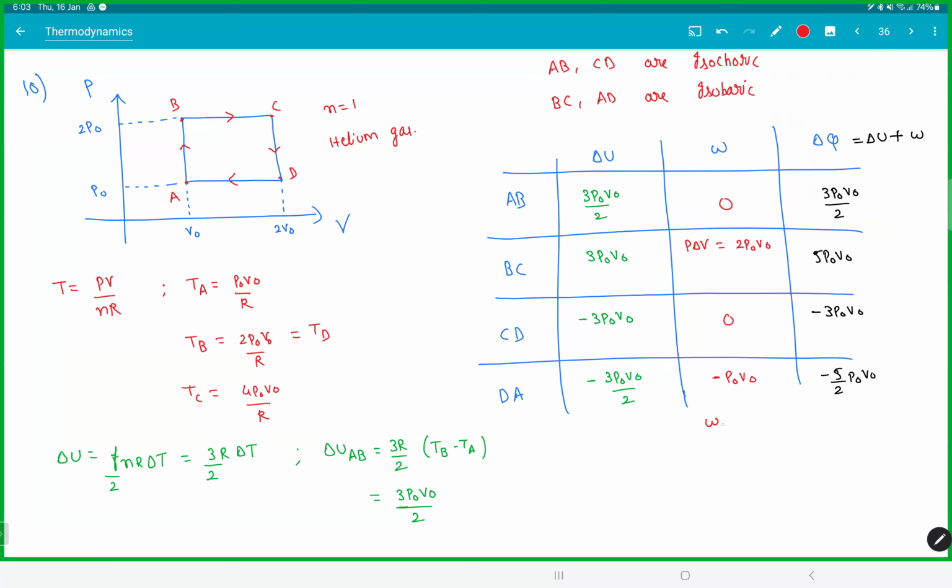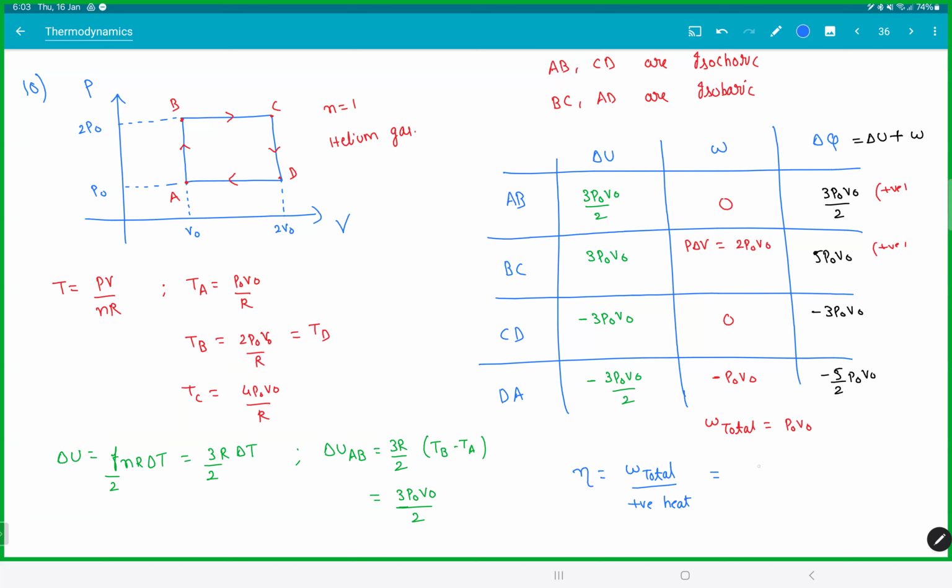From this, we get total work. You can just add all the works, which is P naught V naught. And in this, if you see, this is the positive heat, this is the positive heat, these are negative heats. So efficiency is defined as total work by only the positive heats. You don't consider the negative heats because they are the heats that escaped out.